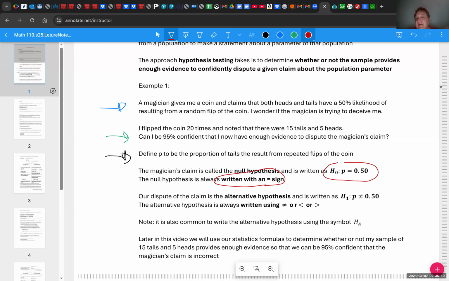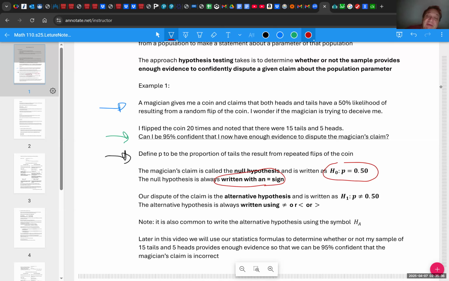Okay, next is what we believe might be the alternative to the claim. The magician's claiming 50-50, we're saying maybe not. Maybe not could be more tails or more heads. We're pretty certain that it's not 50-50, or at least we're not certain, but we want to see if we can be certain. We want to see if there's evidence that says it's not really 50-50.